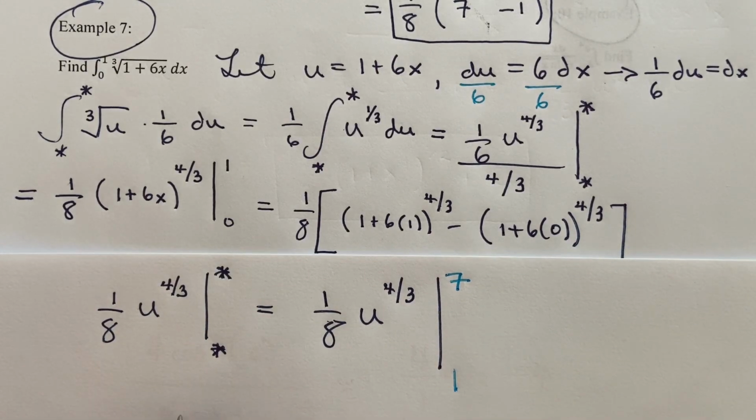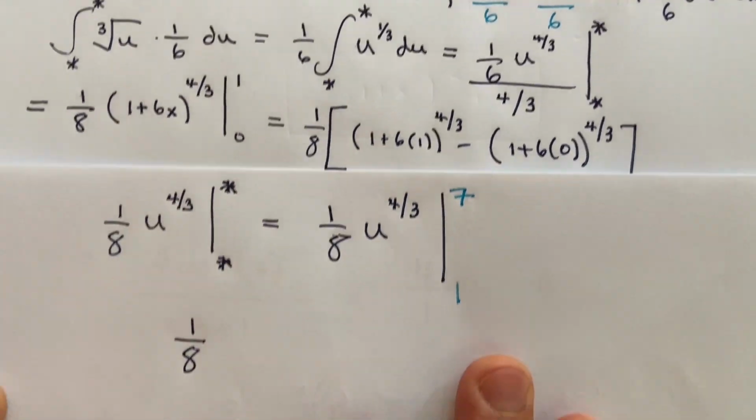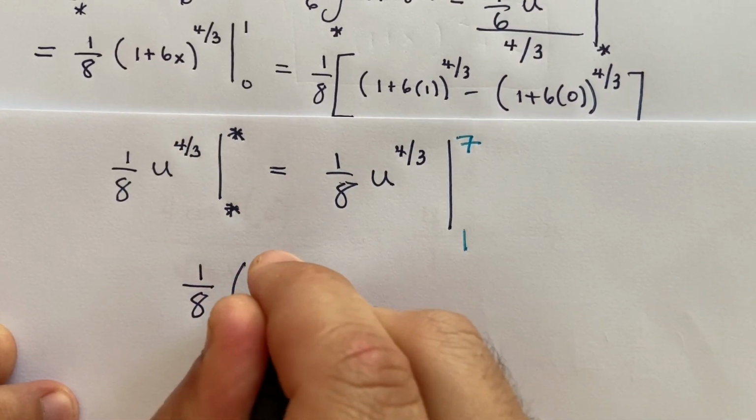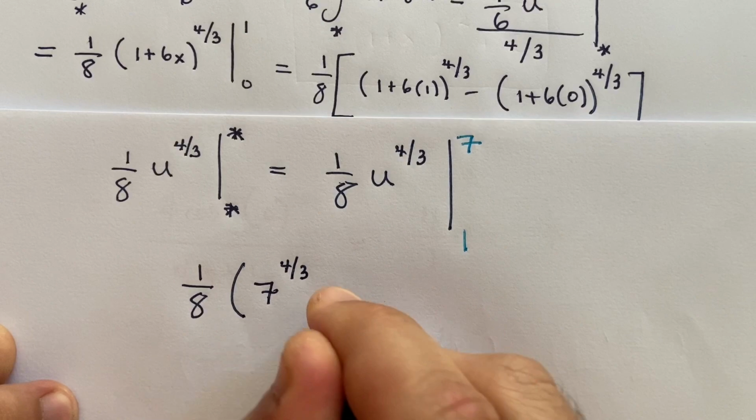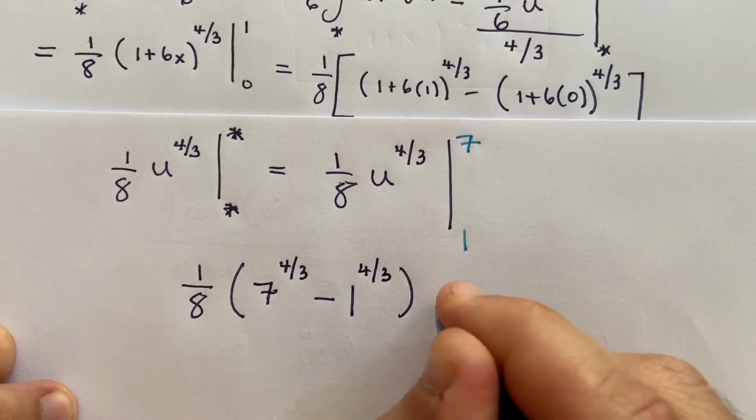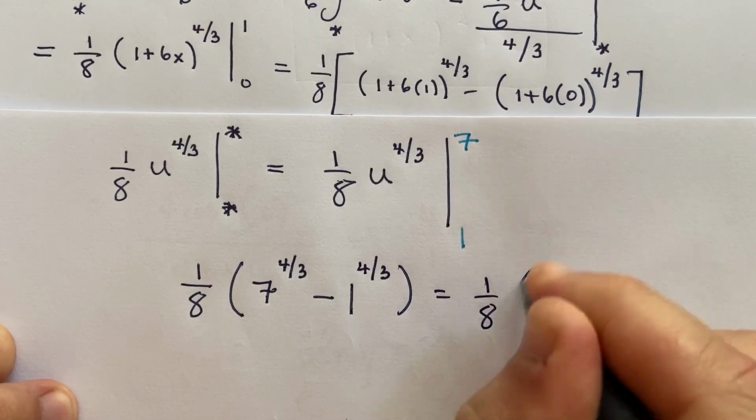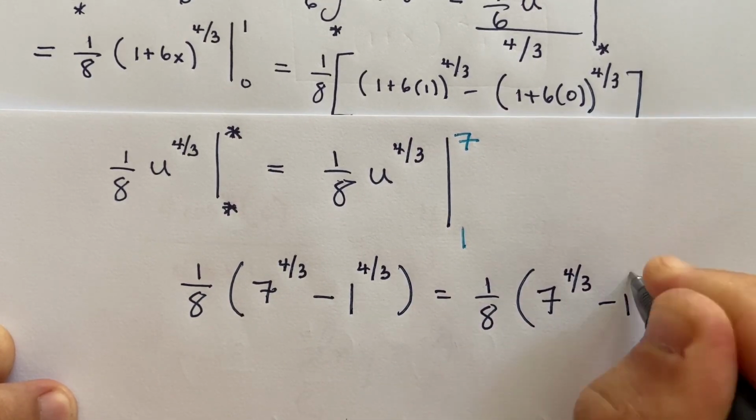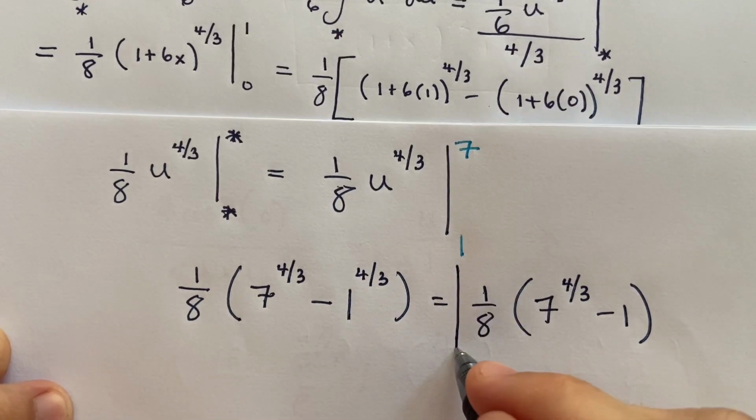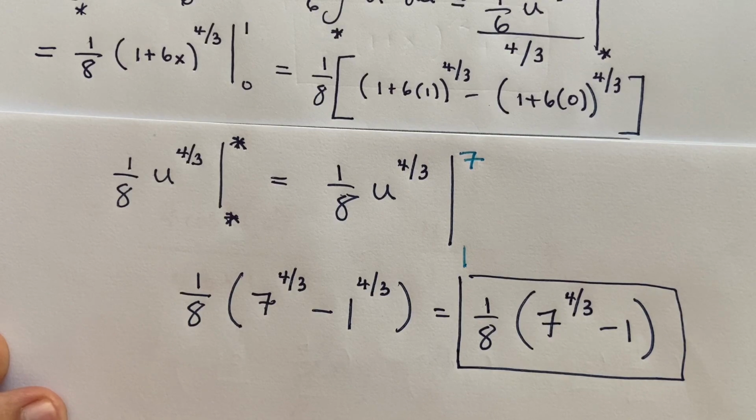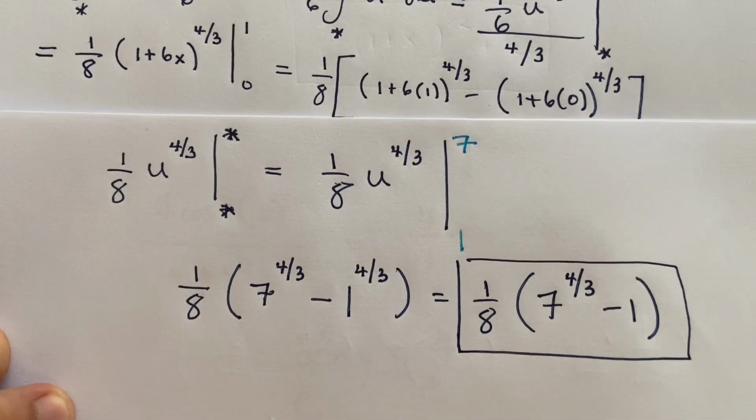So plugging that in, we would have 1/8 times 7 raised to the 4/3 minus 1 raised to the 4/3, and that would just be 1/8 times 7 raised to the 4/3 minus 1. So that's what I'm getting again, but please comment in the video if you find a mistake. I don't want to take up too much more video time.